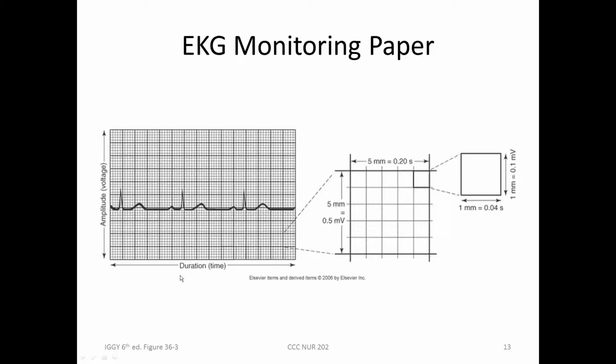Now, for us, we're going to be looking mostly at time. When we're reading these little 6-second strips for our test and all, we're not going to be looking as much at amplitude or voltage, only duration, and we'll go over that. Time is measured in blocks. One whole block is 0.20. So five of these 0.20s would be considered a second.